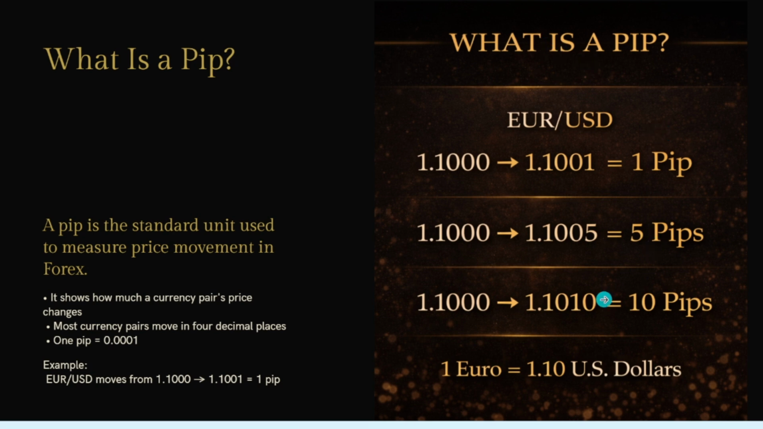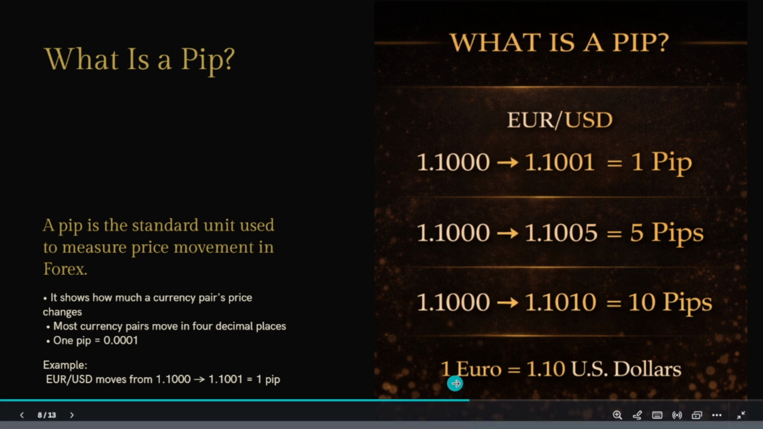And for example, right here, you see we did 1 pip. So if it's 1.1000 and then 1.1005, that's 5 pips. Then the same thing, 10 pips. And as we said before, 1 euro equals $1.10 in US dollars.